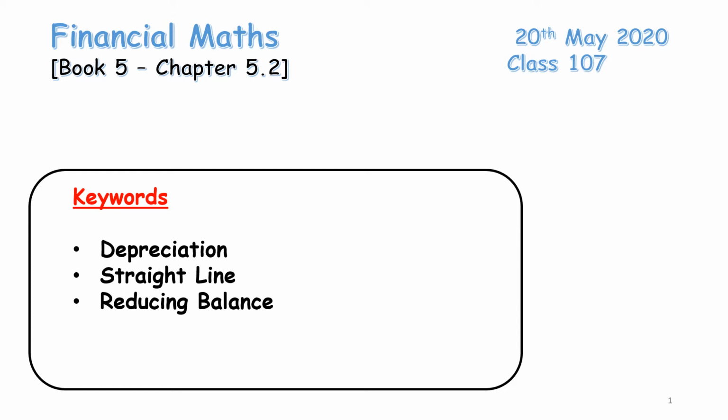So today we're working through book 5 and this is chapter 5.2. We're continuing with financial maths and we're going to focus in on depreciation. We have two types of depreciation: straight line depreciation and reducing balance depreciation. We're going to focus on the reducing balance depreciation. You may have met this if you did Junior Cert business or if you're doing any of the business subjects now at Leaving Cert. If you haven't met it, we're going to explain it in a bit more detail.